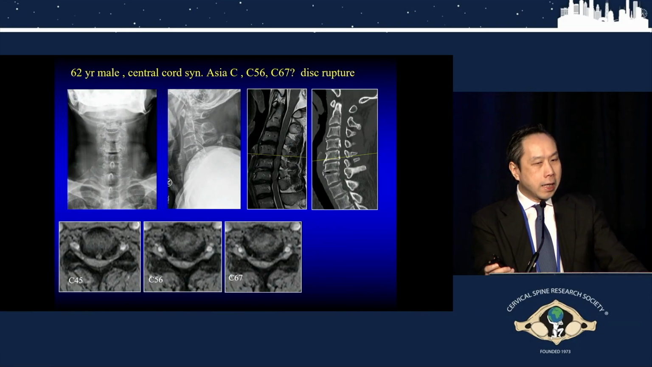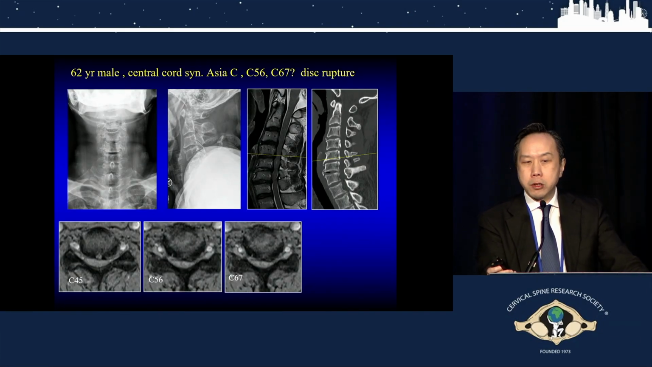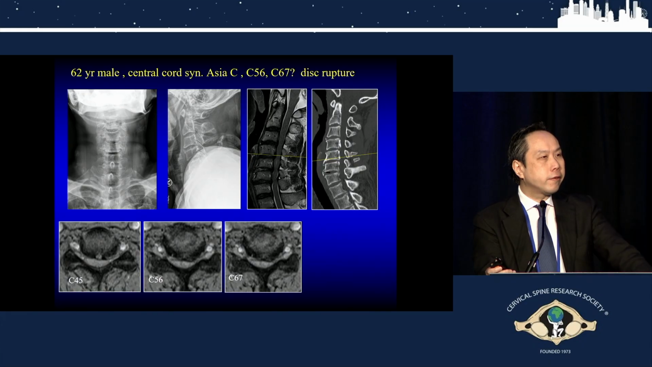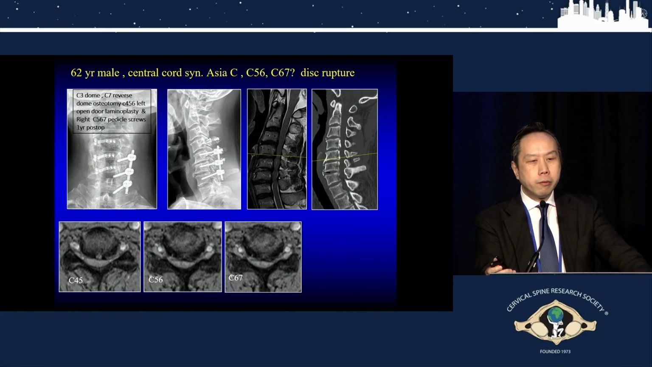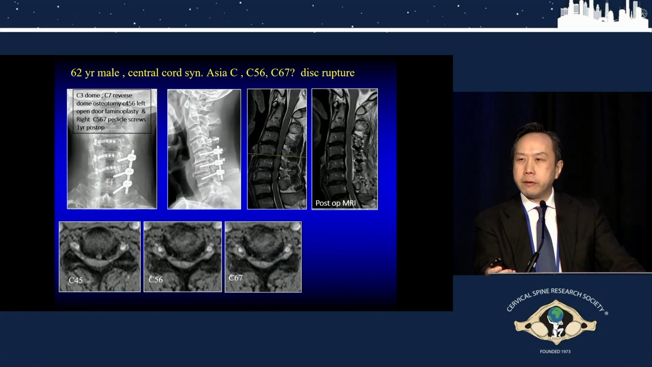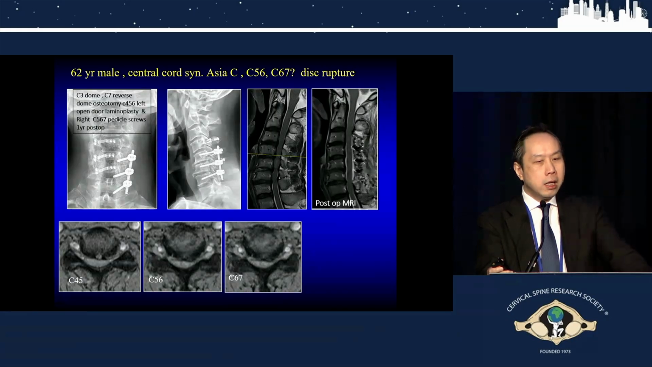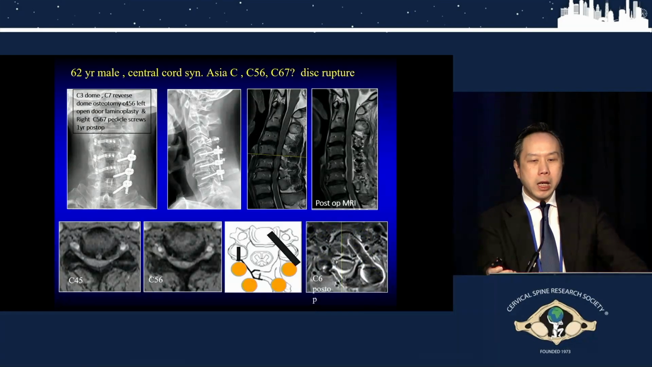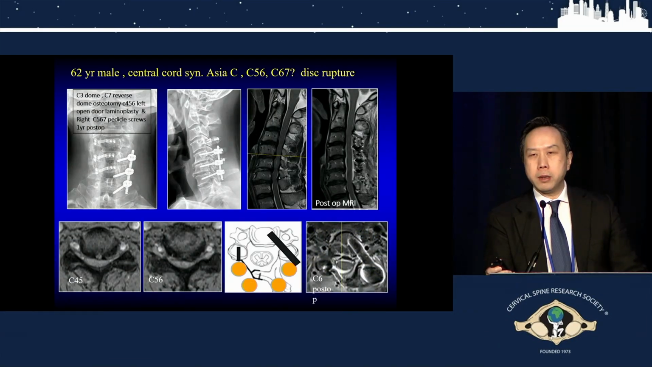So this is an example, a 62-year-old male with central cord syndrome, with potentially C5, C6, C7 problems. So what we decided to do is a C3 dome, C7 reverse dome open door laminoplasty. But for the instability part, we added pedicle screws in order to stabilize it.